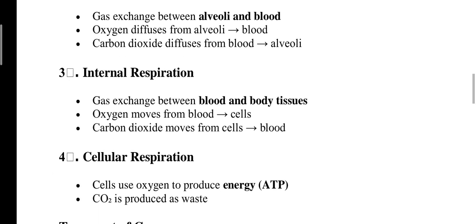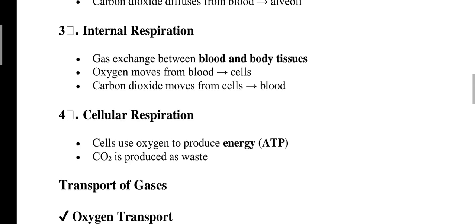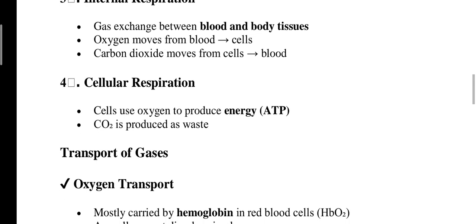Internal respiration is the gas exchange between blood and body tissues. Oxygen moves from blood to cells. Carbon dioxide moves from cells to blood. Next one is cellular respiration. Cells use oxygen to produce energy like ATP. Carbon dioxide is produced as a waste. That is cellular respiration.